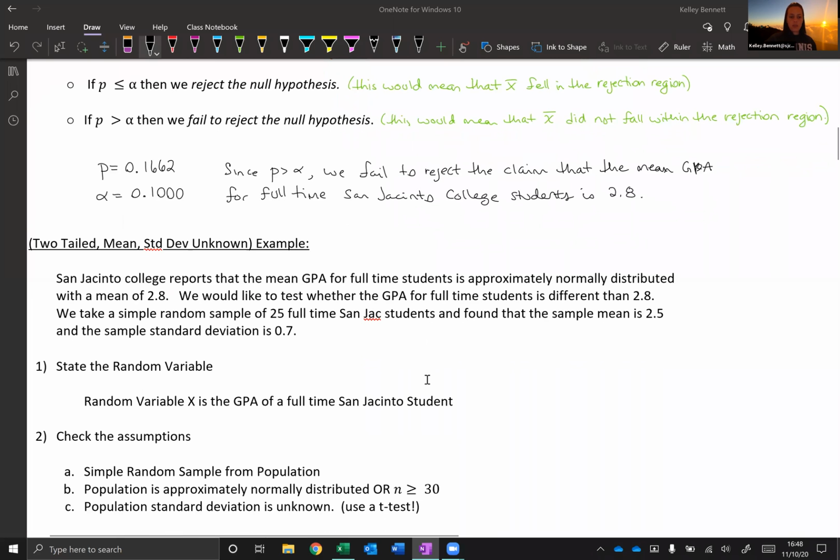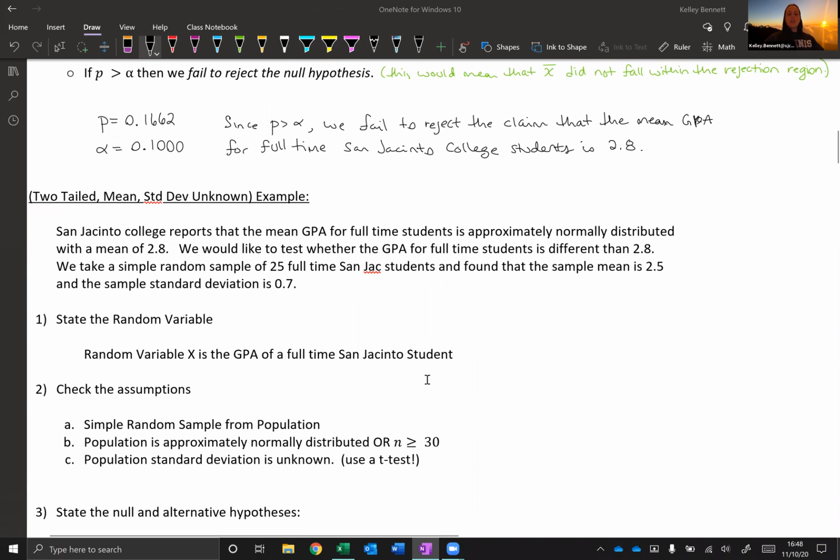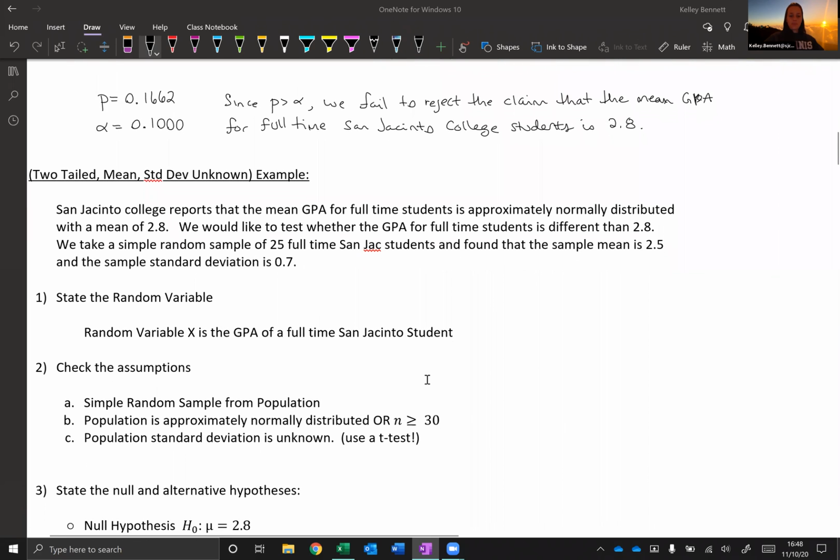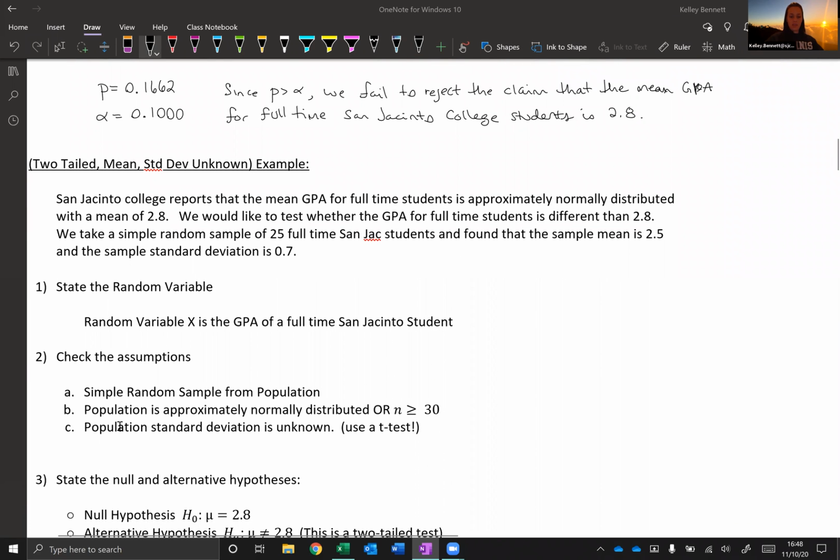All right, so the random variable x is the same as before. It's the GPA of a full-time San Jacinto student. But now let's check our assumptions. This time, if you look at part C, population standard deviation is unknown. So we're using a t-test. Okay, that's important.